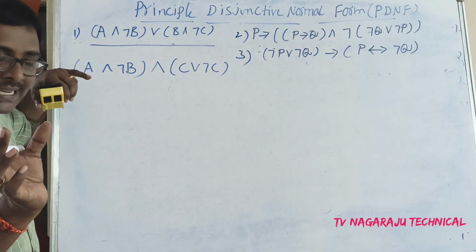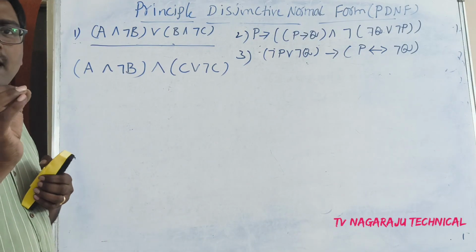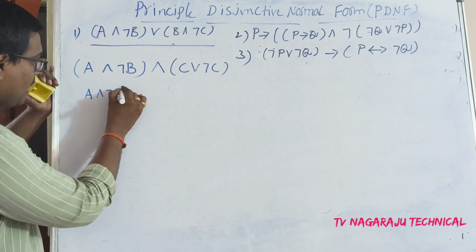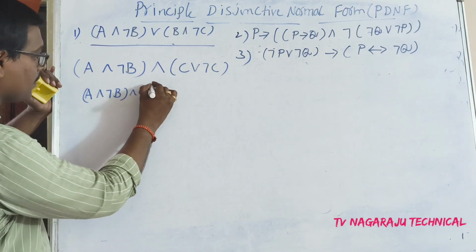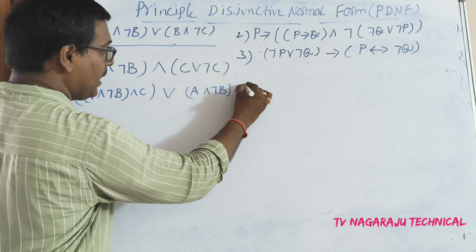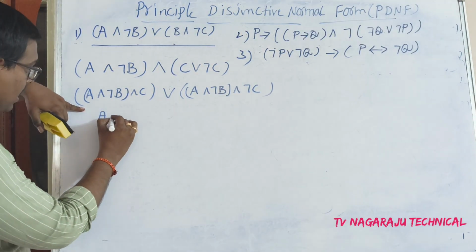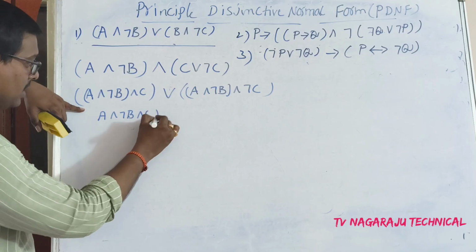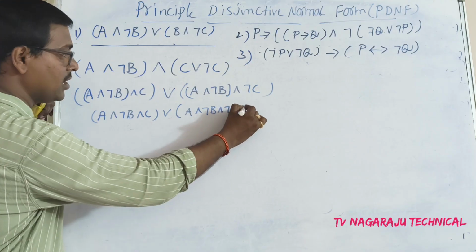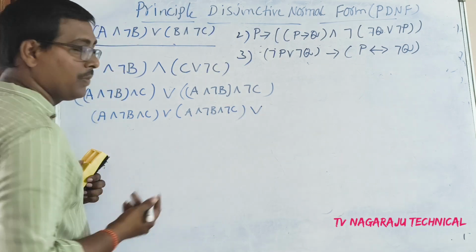Any missing literal is there for this product, we are adding the missing literal and then applying the distributive law. So see how to apply: A and negation B and C, or A and negation B and negation C. Obviously, all are AND operations. So for that we are adding the missing literal C, or negation C.